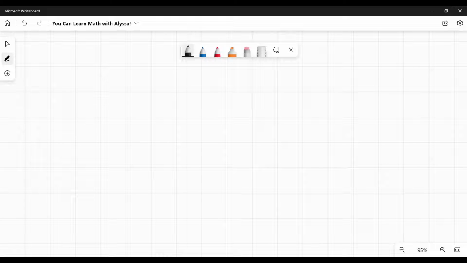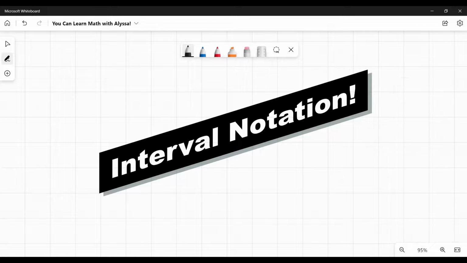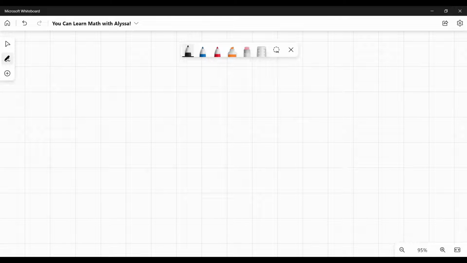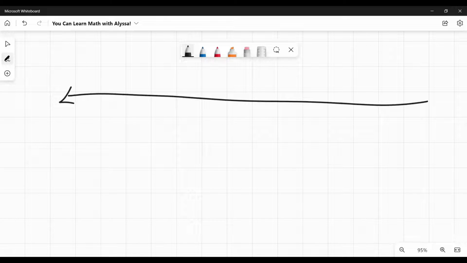Today we're talking about interval notation. This is one of those things that isn't super difficult, but we don't use it that often. So it's very easy to forget it in between the times you're asked to use it. Interval notation is a way of representing a string of numbers, a section of real numbers. And this is going to be for a number line.